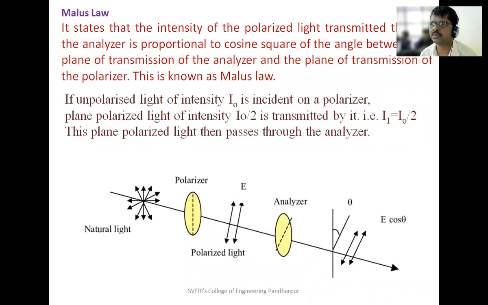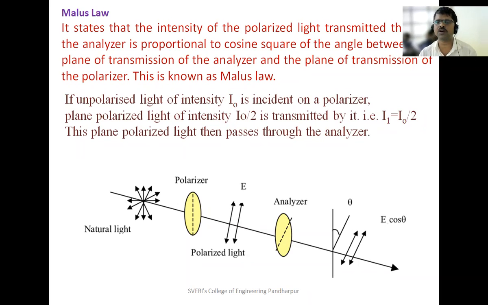The intensity of the polarized light transmitted through the analyzer is proportional to the cosine square of the angle between the plane of transmission of the analyzer and the polarizer. This is known as Malus's law. The intensity of the plane polarized light transmitted through the analyzer is proportional to cosine square of the angle between the plane of transmission of the analyzer and the plane of transmission of the polarizer.